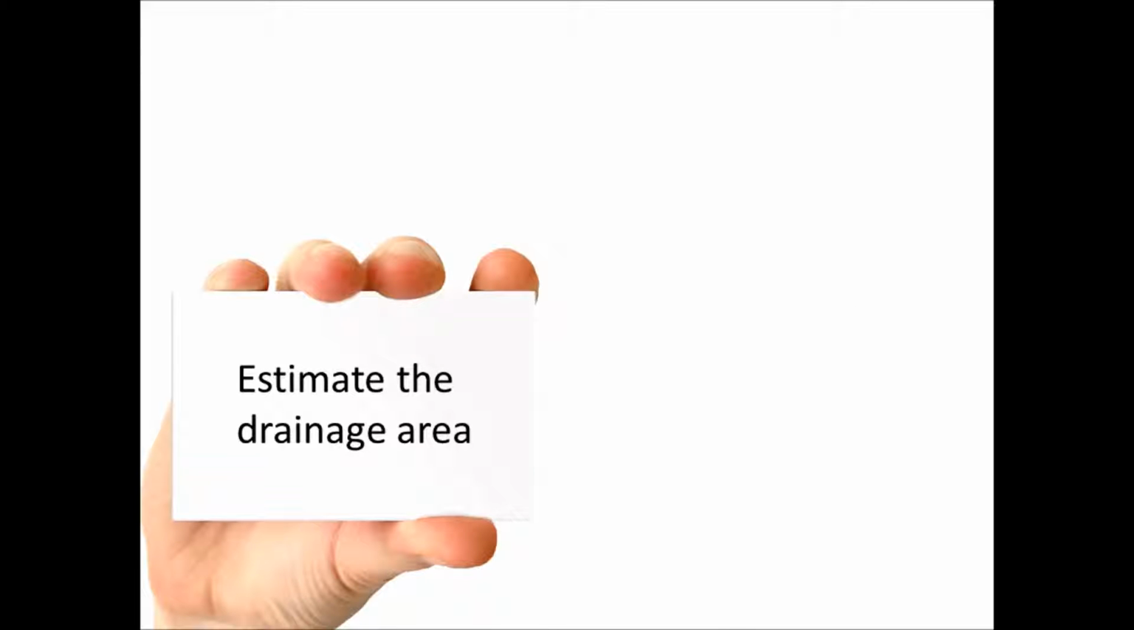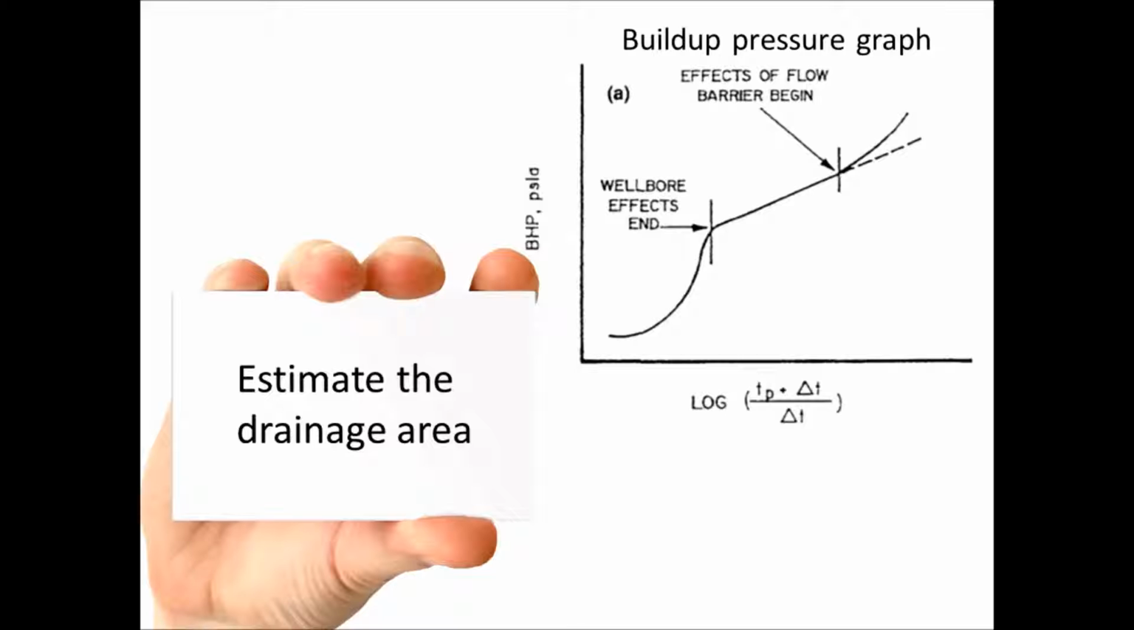The first use of radius of investigation is to estimate the drainage area. How do we estimate the drainage area? Drainage area can be found from the build-up pressure graph, with bottom hole pressure on the y-axis and log of time on the x-axis. As we can see from the build-up pressure graph, there is a constant slope. The constant slope represents the drainage area. Drainage area is the area where the pressure disturbance occurs, followed by the constant flow rate.